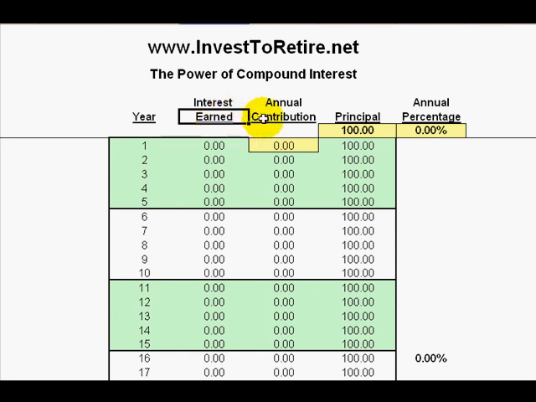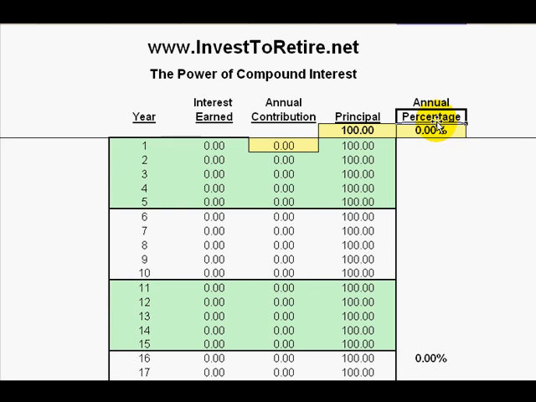The next column lists the annual contribution that's going to be added to the previous year's principal. To the right of that is a column listing the new principal amount after adding the interest from the previous year as well as the annual contribution. And the column on the very right shows the annual percentage rate that applies to the formula.